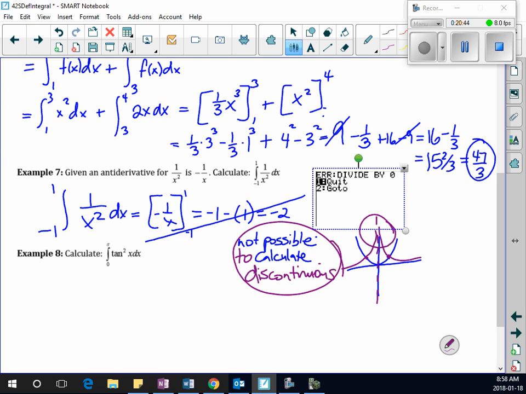Okay. So next one, we have from 0 to pi of tan squared x.